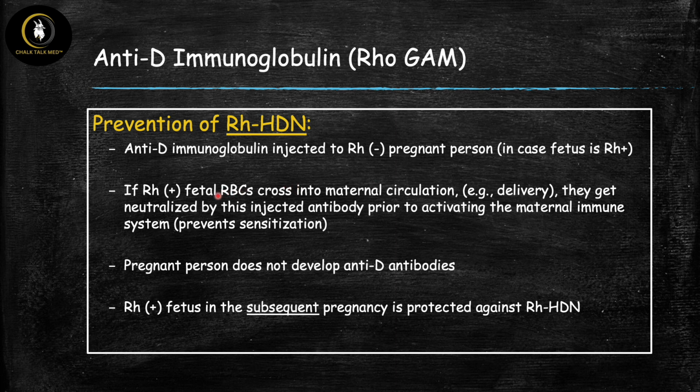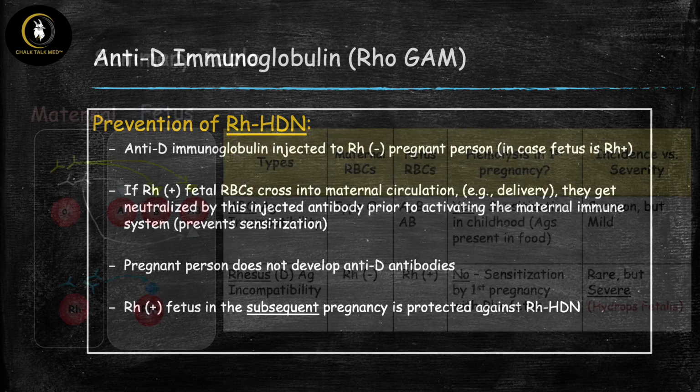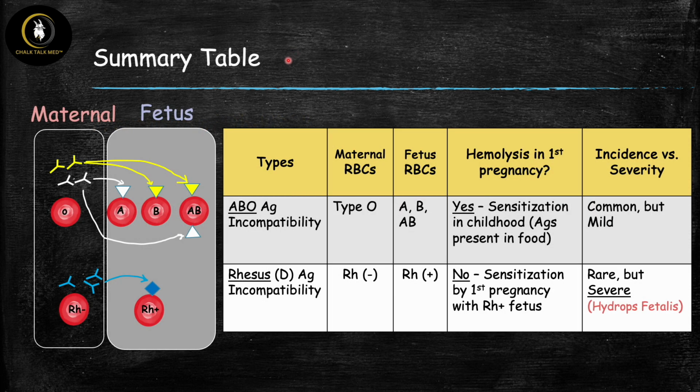So in case these Rh positive fetal red blood cells do cross into the maternal circulation, for example, during delivery, before they get a chance to activate the maternal immune system and cause the formation of these antibodies that are going to cause problems in the future, they're going to get neutralized by this injected antibody, by this RhoGAM, and therefore there's not going to be generation of maternal immune antibodies, and this is going to prevent sensitization. So the pregnant person is not going to develop anti-D antibodies, and therefore Rh positive fetuses in subsequent future pregnancies are going to be protected against hemolytic disease of the newborn caused by the rhesus antigen incompatibility. All right, so that's pretty much it for hemolytic disease of the newborn.